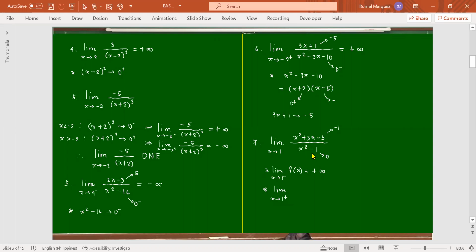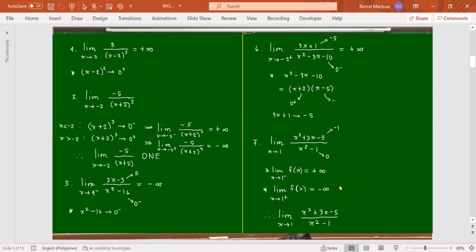From the right, the values are bigger. So for f of x, this quotient, the limit is negative infinity, because negative over positive is negative infinity. Am I correct, guys? So therefore, what can we say about the original limit? It does not exist.